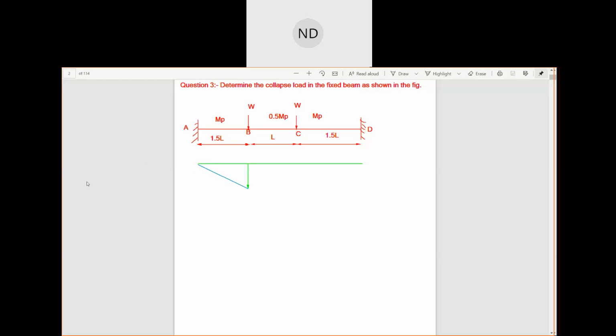Another one is this one, right? We can give here a dash dash. Under this, deflection may take place here. Okay.